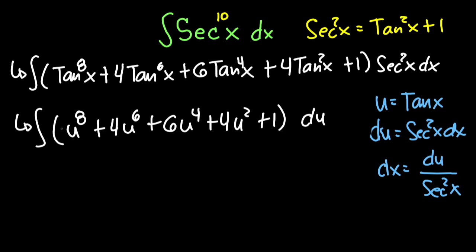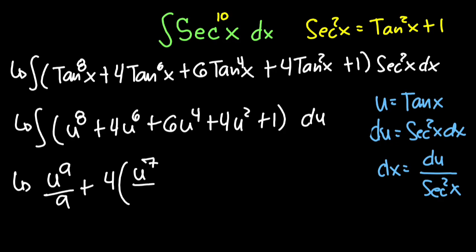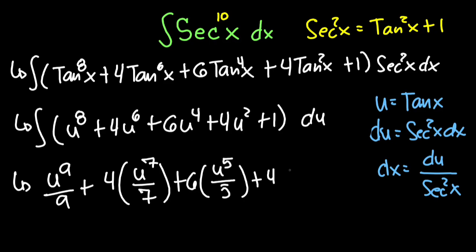Now that we have all of this, we can now integrate this one by one, starting with this first. The integral of u to the power of 8 would be u to the power of 9 over 9 plus 4 multiplied by the integral of this, which would be u to the power of 7 over 7 plus 6 multiplied by integral of this one, which would be u to the power of 5 over 5, and so on. And the integral of 1 du would be equal to u plus c.